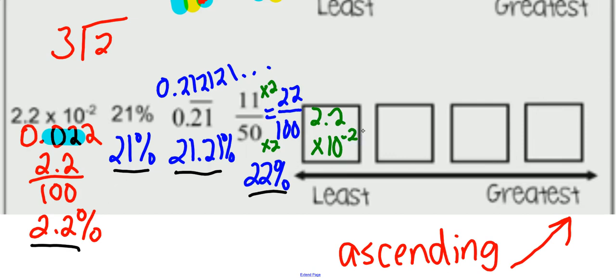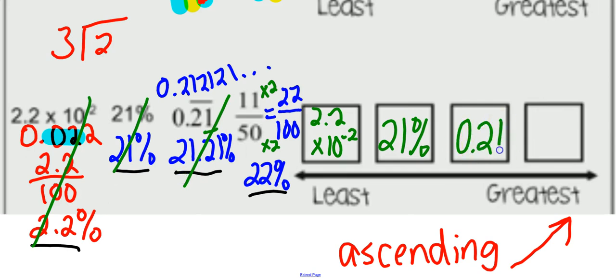The second smallest, let's see, I've got 21, 21.21, and I should probably put a bar there too to show that it continues to repeat. And I have 22%. So my next one in order, after I dealt with this one, is going to be 21%. Followed by 0.21. Again, it's not the same as 21% because it keeps going. And then my largest number is going to be 11/50.